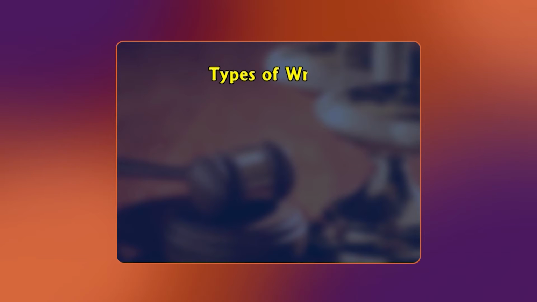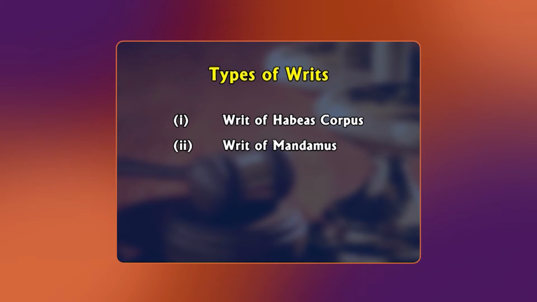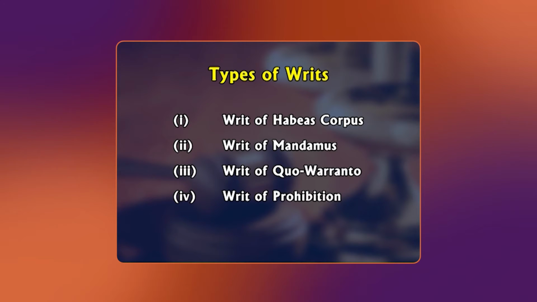There are mainly 5 types of writs. Number 1, writ of habeas corpus. Number 2, writ of mandamus. Number 3, writ of quo warranto. Number 4, writ of prohibition. And number 5, writ of certiorari.